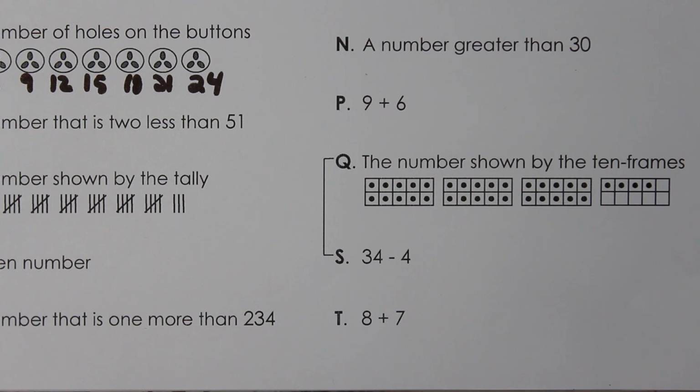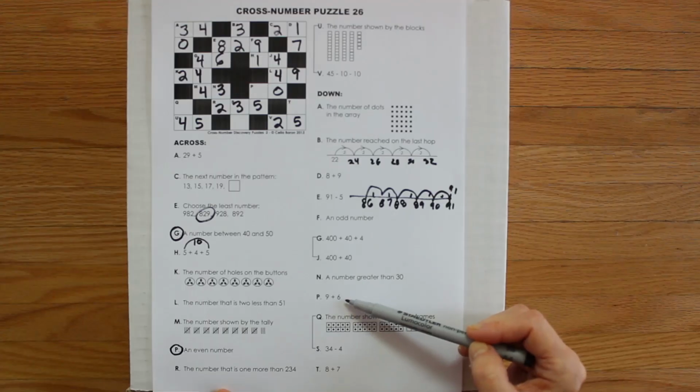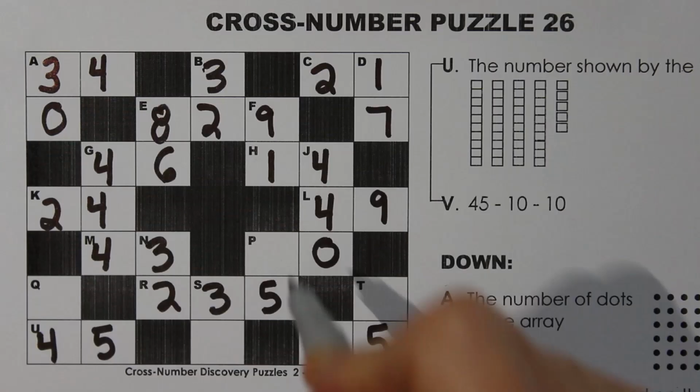P, another basic addition fact. We could use the greedy 9 strategy for that. 9 wants to be a 10 and takes 1 from the 6, making 5, so we have 15.